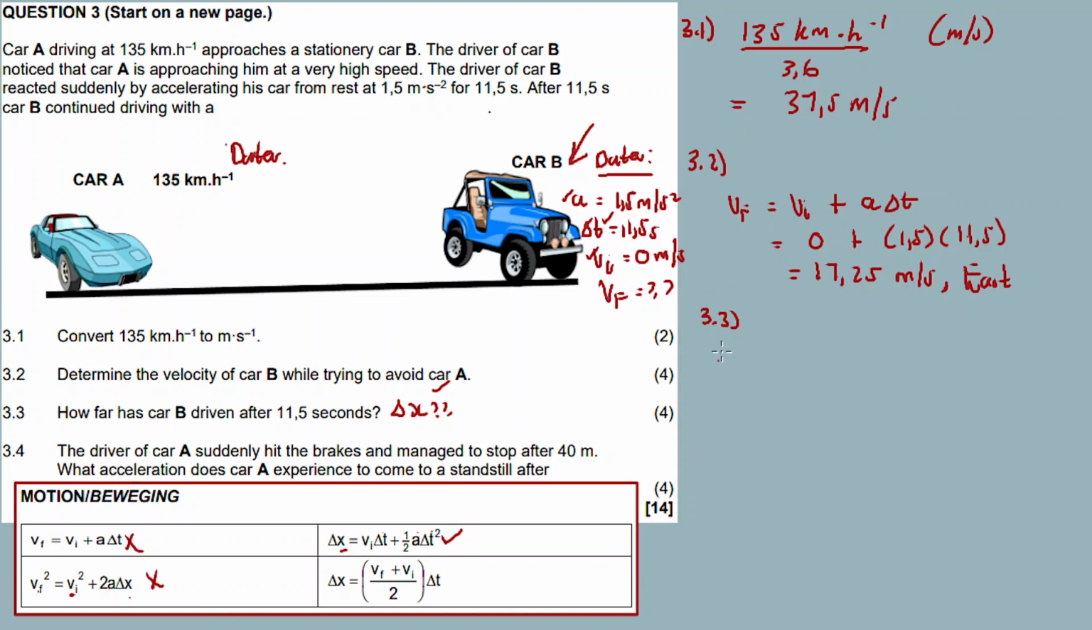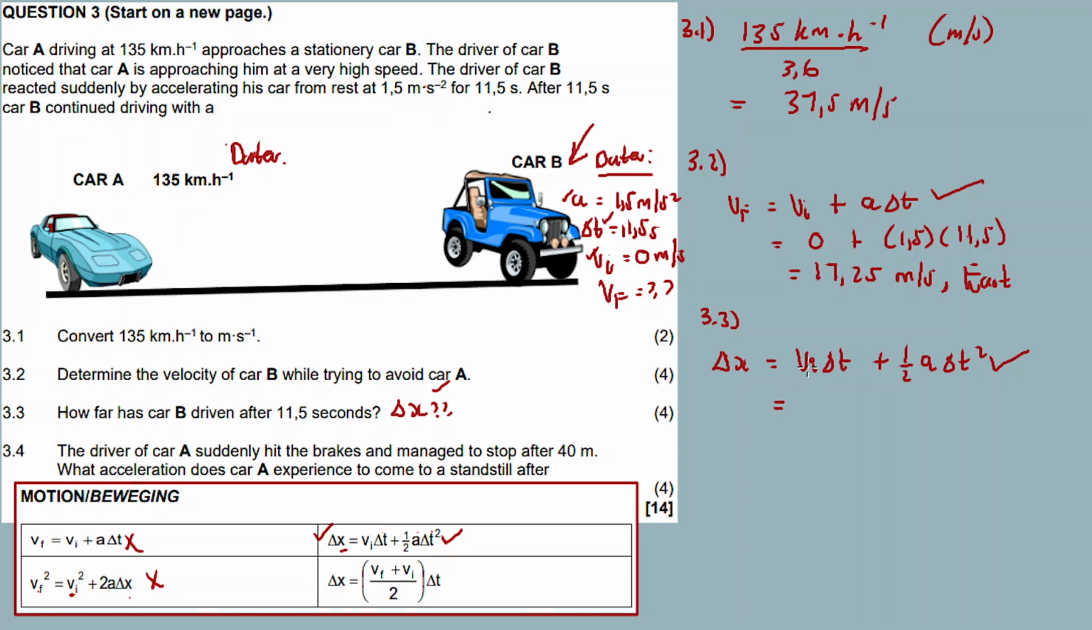So delta x equals v initial delta t plus 1/2 acceleration delta t squared. Guys, here's some advice: whenever you choose a formula out of these equations of motion, it's a mark for writing down the formula. It's a mark for writing down this formula. Don't just say okay I'll use this formula and then write only the substitution in your script without writing the equation, because you will lose marks like that.